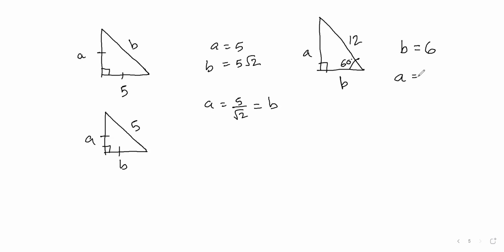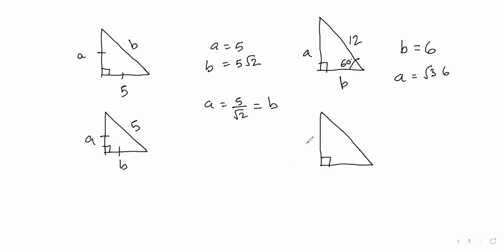And therefore A, which is opposite 60, is root 3 times 6, or 6 times root 3. Understood? And so there are infinite triplets. But the commonly asked ones are these three, which I discussed: 30, 60, 90; 45, 45, 90, which is the isosceles right triangle; and the 3, 4, 5.